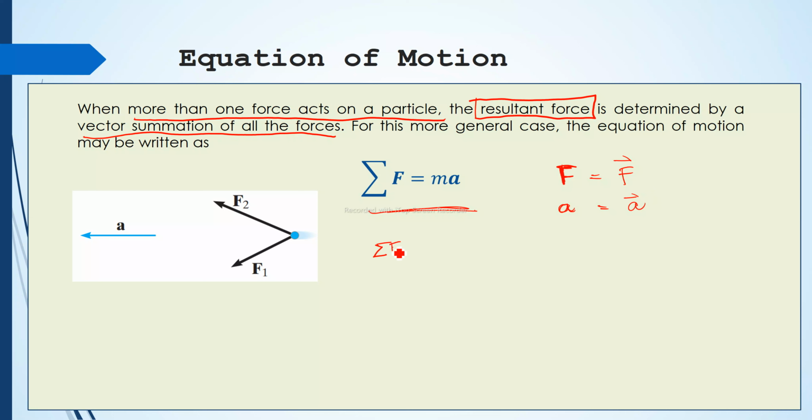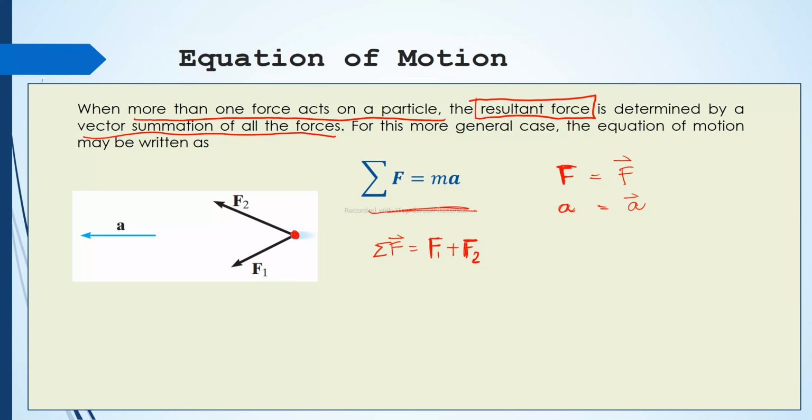The resultant force, the vector force, is just... so we have a particle here that is acted upon by two vector forces F1 and F2. So from this example, the resultant force is just equal to the summation of the vector force 1 plus vector force 2. This is the resultant. And then how about the direction? Where is its direction?